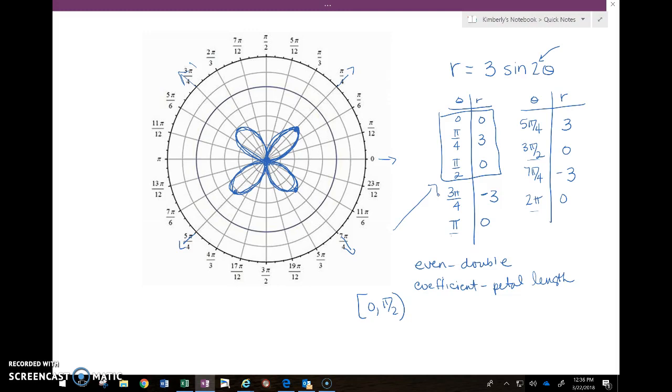But as you're doing it, pay attention to the values of theta that will either create the whole graph, or in the case of petals, what would create one petal.